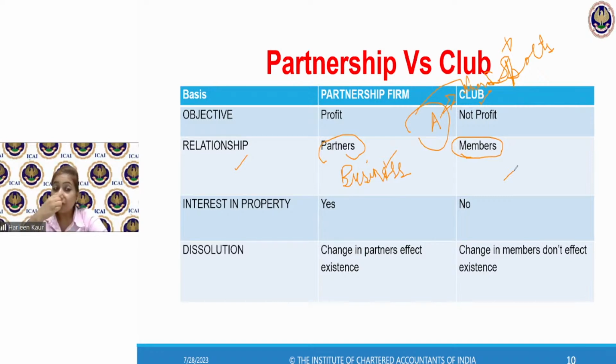So in a partnership firm, you will be definitely interested in its property. The table should not get broken. The chairs should be placed nicely. The curtains should be placed nicely. The carpets are laid properly because it's your business. It's your office, your office place.